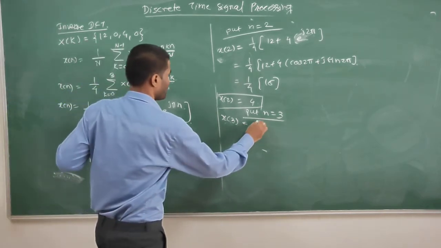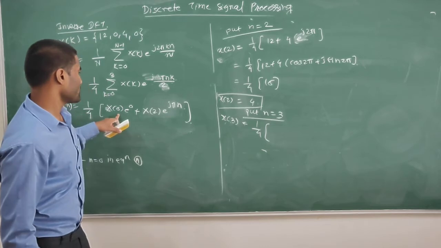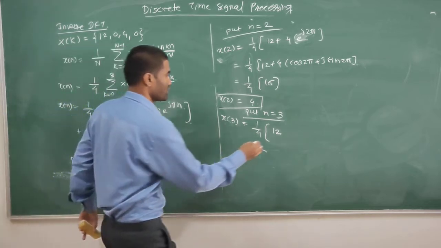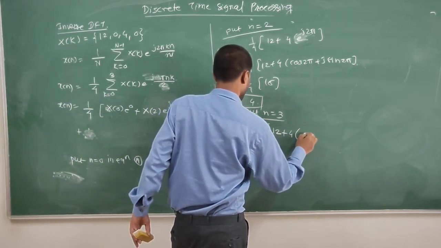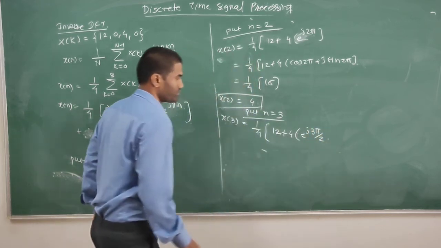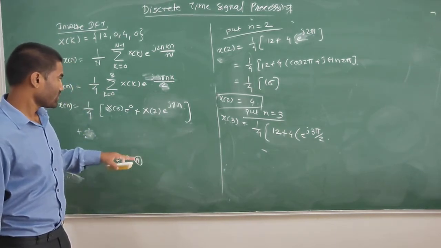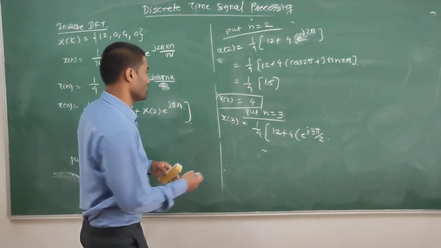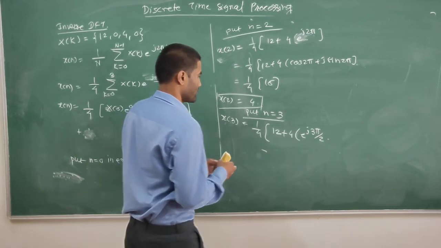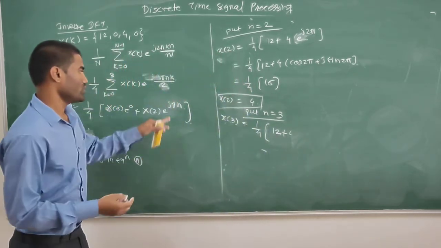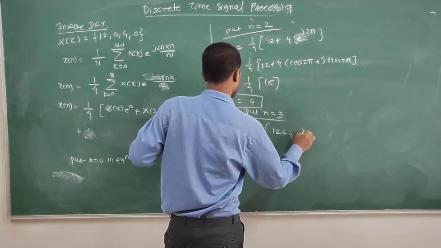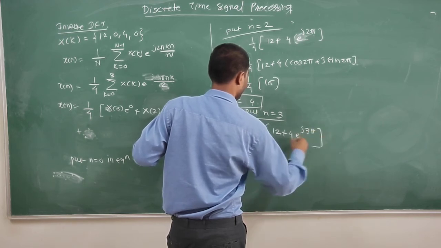So x of 3 is equal to, in this equation, 1 by 4 as it is. x of 0 is how much? 12. e raised to 0 is how much? 1. Plus 4 into e raised to j 3 pi by 2. Okay, in this equation I have to put the value of n equal to 3, so it is nothing but 4 into e raised to j 3 pi over n.